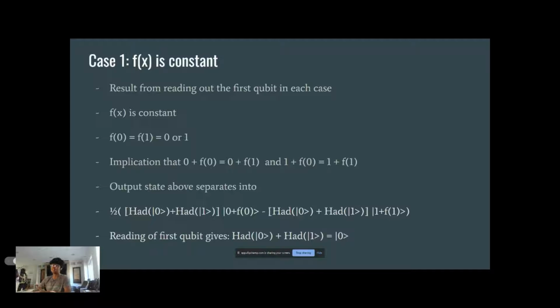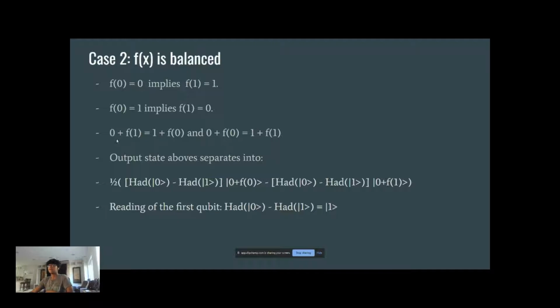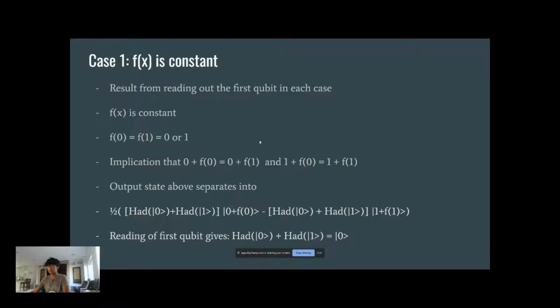Right, so that was a lot. Okay, again, it's fine, but this is just the step-by-step of our f(x) when it's constant. Really, the resultant is what matters. Now, case two, when f(x) is balanced. Remember, we had two conditions that we'd introduced at the start. So what happens here is that if f(0) is 0, it implies that f(1) is 1. Or if f(0) is equal to 1, it would imply that f(1) is equal to 0. Now, the above state also separates into this whole humongous state over here, but it's just the reading that is different. So the reading of the first qubit would be equal to 1, whereas here the reading of the first qubit was equal to 0 when f(x) was constant.